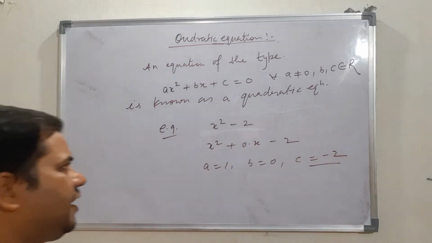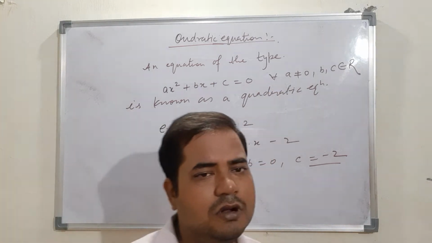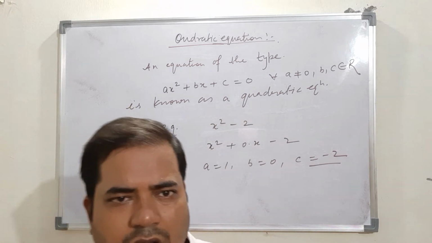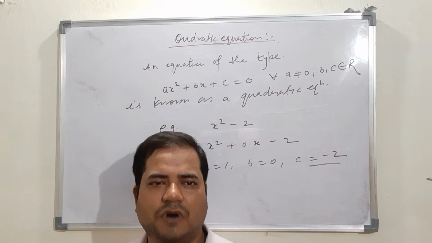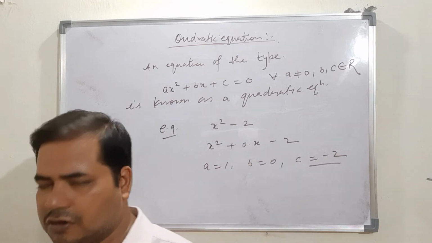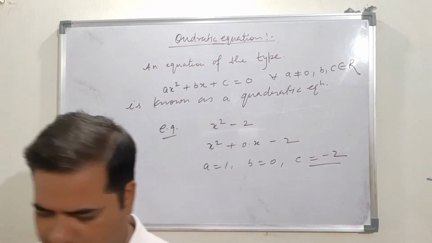For a quadratic equation we must have the condition a does not equal to 0. A should not be 0, because if a is equal to 0, that means the coefficient of x square is equal to 0, then this is not a quadratic equation. So let us check whether the given equations are quadratic equations or not.